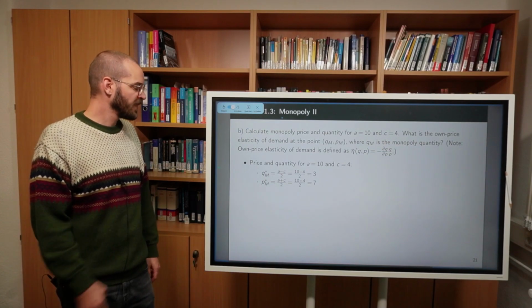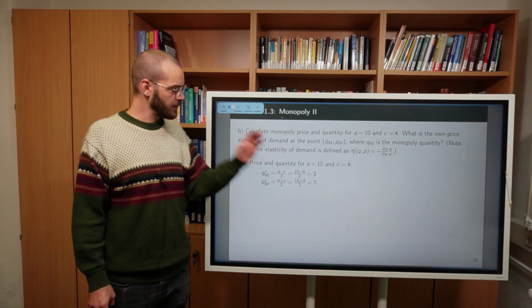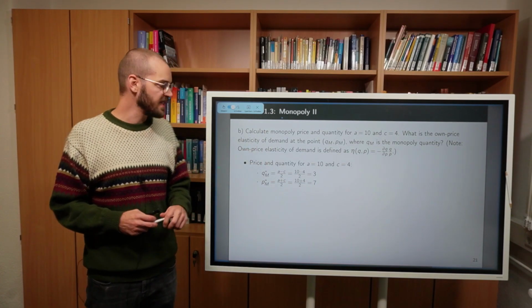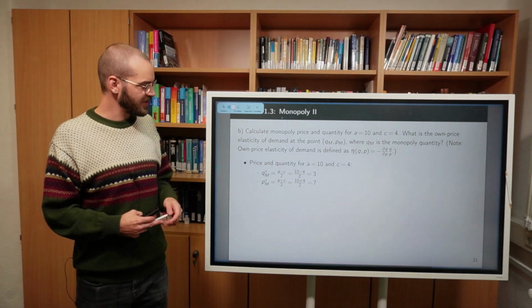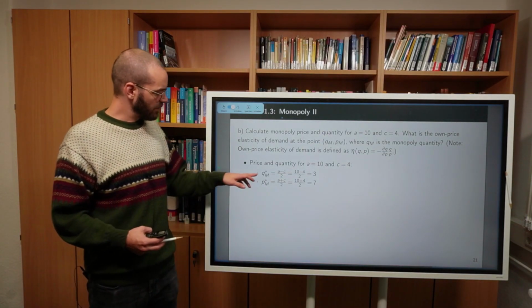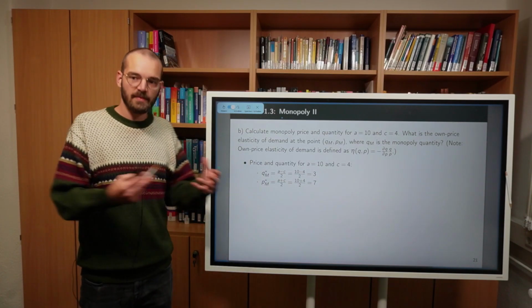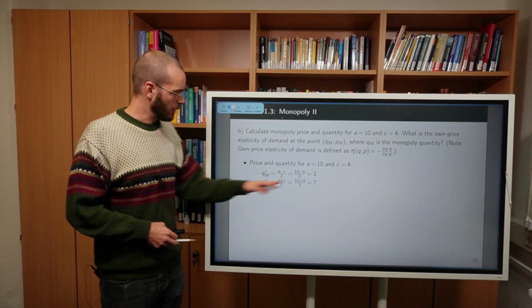All right. Well then, first let's calculate price and quantity for these specific parameters that are given in the task. If A takes a value of 10 and C takes a value of 4, then we can calculate that the monopolist's quantity equals 3 and the profit maximizing price of the monopolist equals 7.